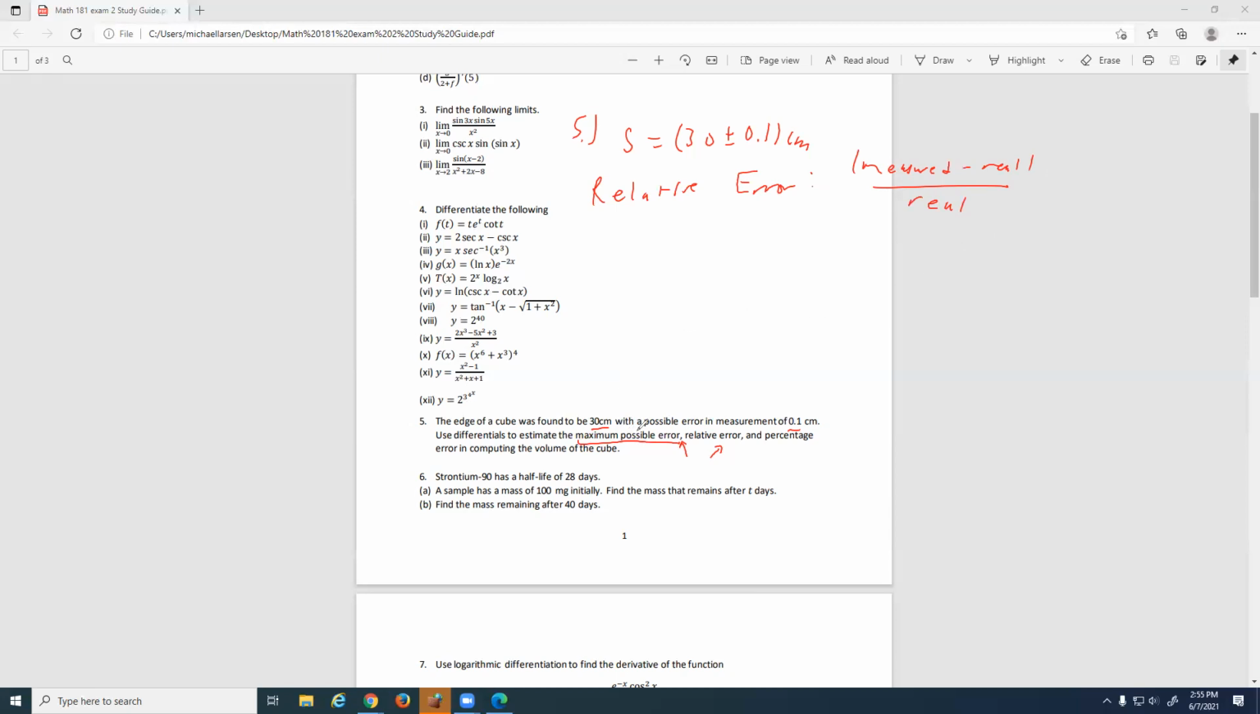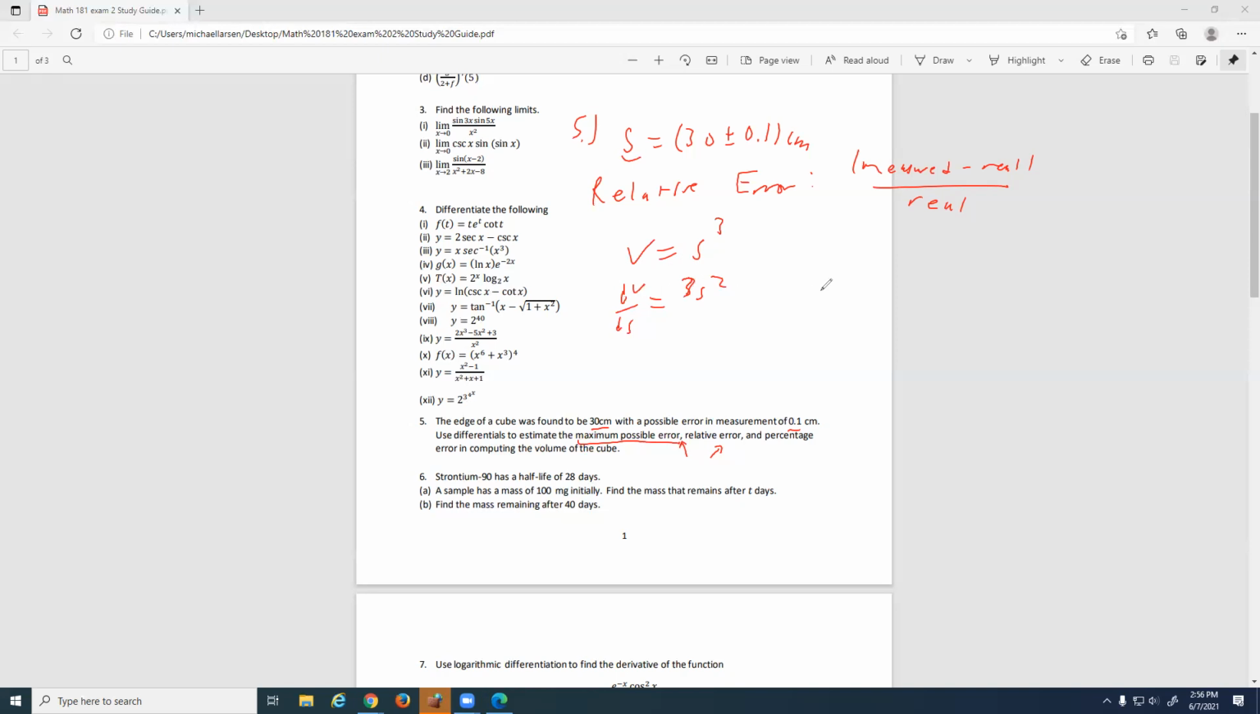So for this, it's going to be something about using the volume. For the volume of a cube, if we have a cube of side length s, the volume of that cube is V equals s cubed, right? And then to find these errors, we're going to need to differentiate both sides of this equation. So we're going to find dV/ds, taking the derivative with respect to s. dV/ds should just be 3s squared.